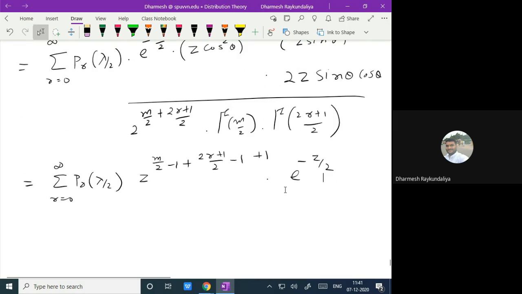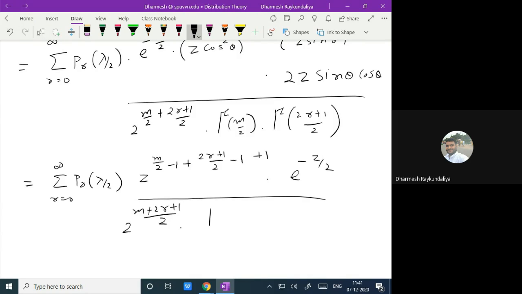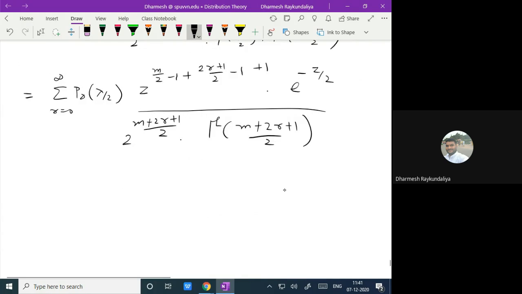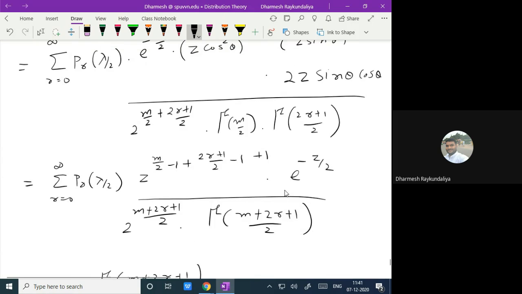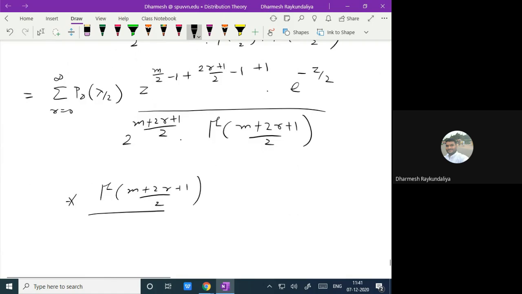And what is the term of cos? Here I will write, let us say, 2 raised to (m plus 2r plus 1)/2. And if I am multiplying this (m plus 2r plus 1)/2, this is an additional term, so I have to divide it. So I can write here, on the top, (m plus 2r plus 1)/2, and this term I am writing here: m by 2 and gamma (2r plus 1)/2 as it is, gamma m by 2, gamma (2r plus 1)/2.